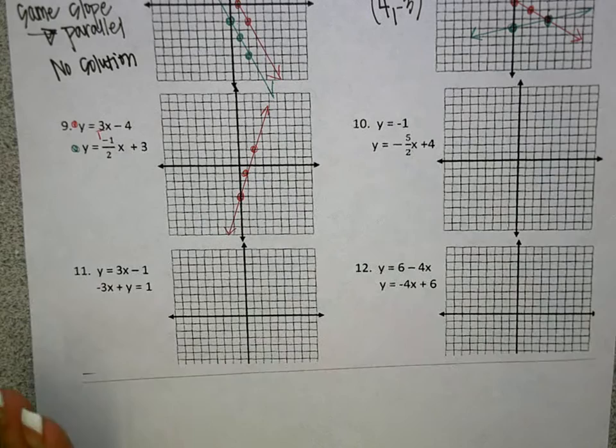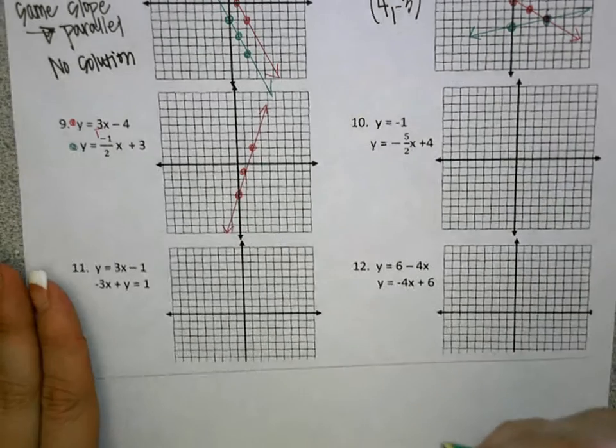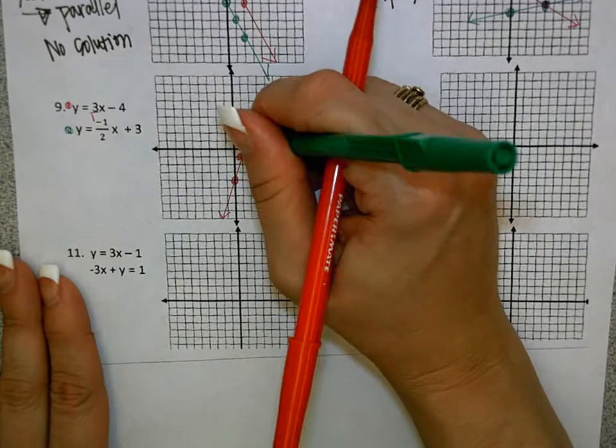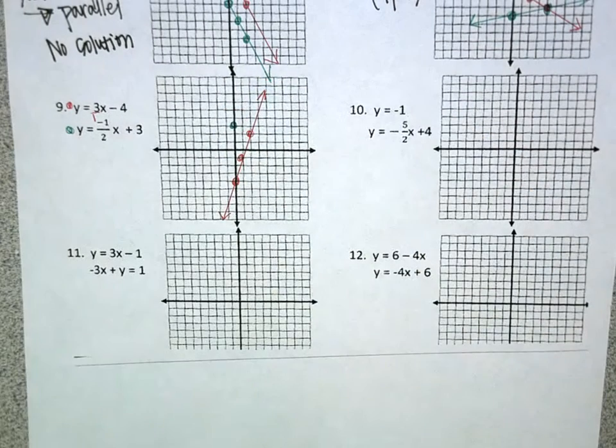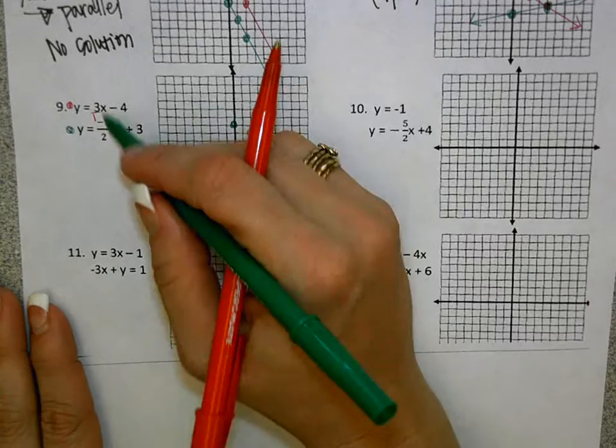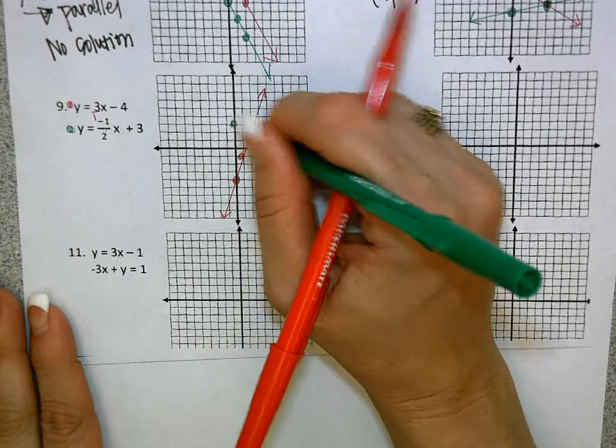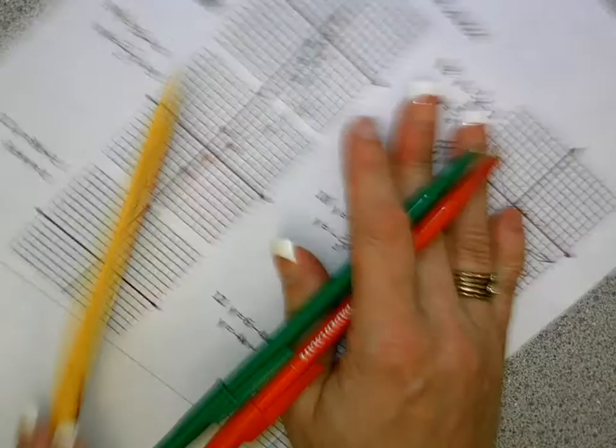How about for the green line? Where would my starting point be? Where's my y-intercept? At up 3. Then to move, how do I get to the next point? Down 1 over 2. Hopefully you can see exactly where those are going to cross.